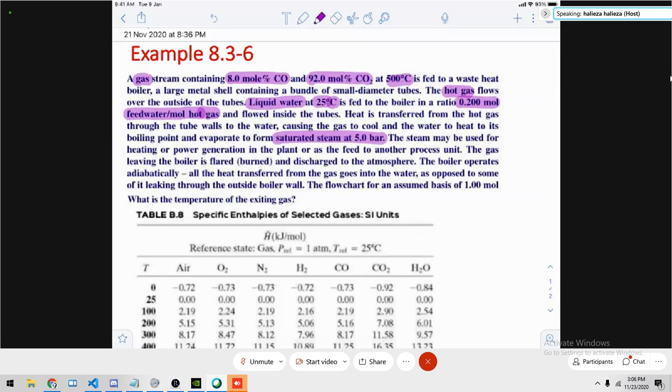We don't need that. The hot gas leaving the boiler is going to be burned and discharged to the atmosphere. That's additional information. The boiler operates adiabatically. All the heat that is transferred from the hot gas will go into the water. That's what adiabatically means: no heat is going to escape to the surrounding air. It's just exchanging heat.